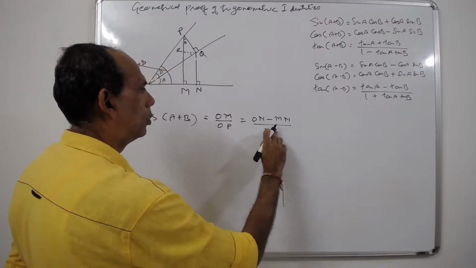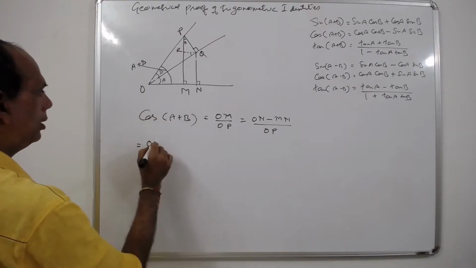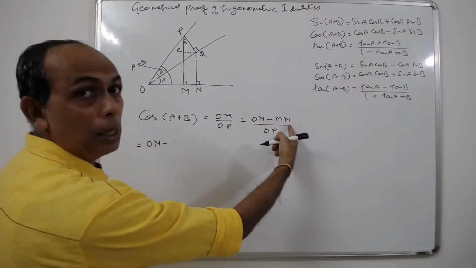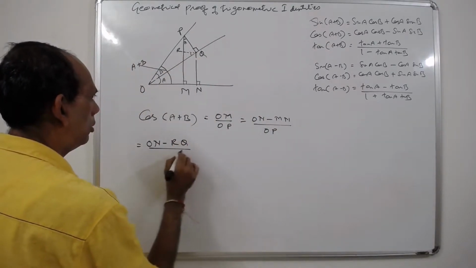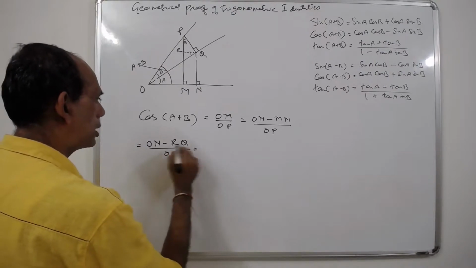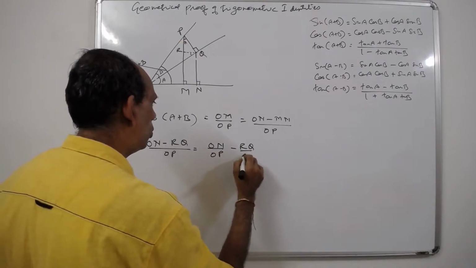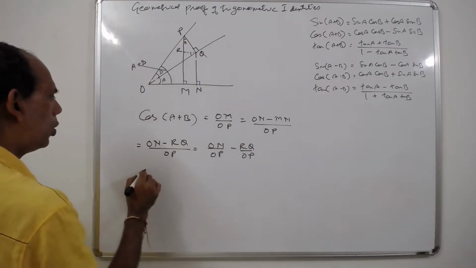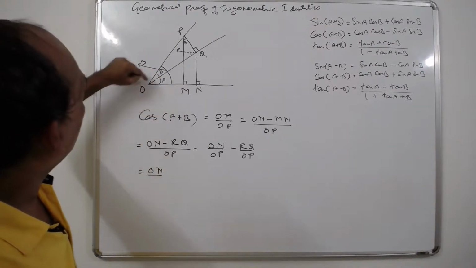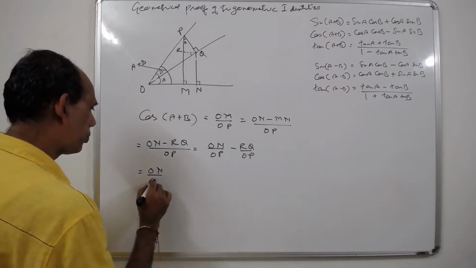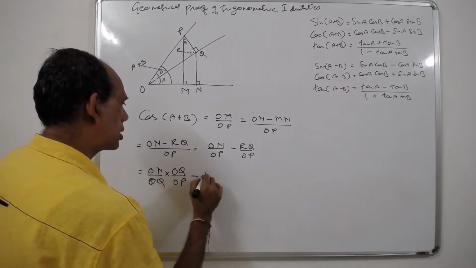So I can also write OP as ON minus MN. Can I replace this MN with RQ? Yes, because they are both equal, since it's a rectangle. So I split it again: ON upon OP minus RQ upon OP. Here ON, what do you divide with? ON, you divide it with OQ, just like before, OQ into OQ again by OP minus RQ.